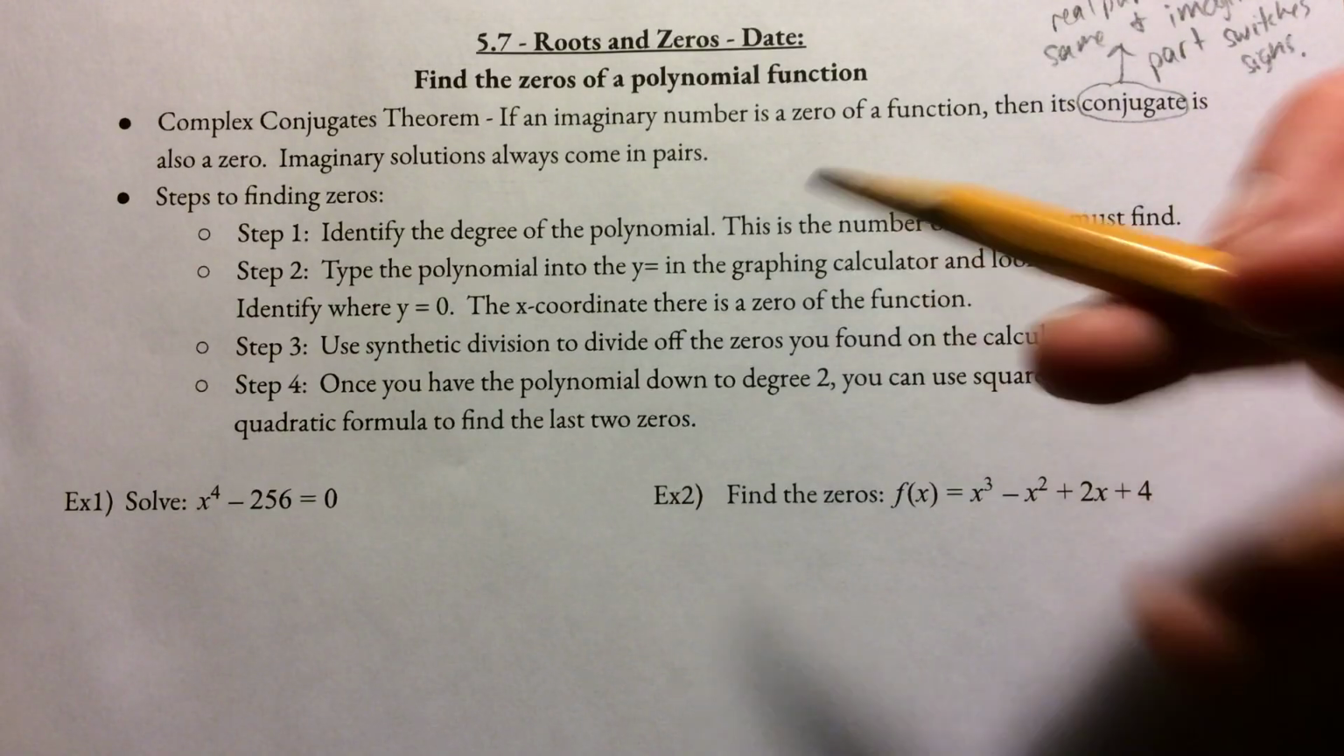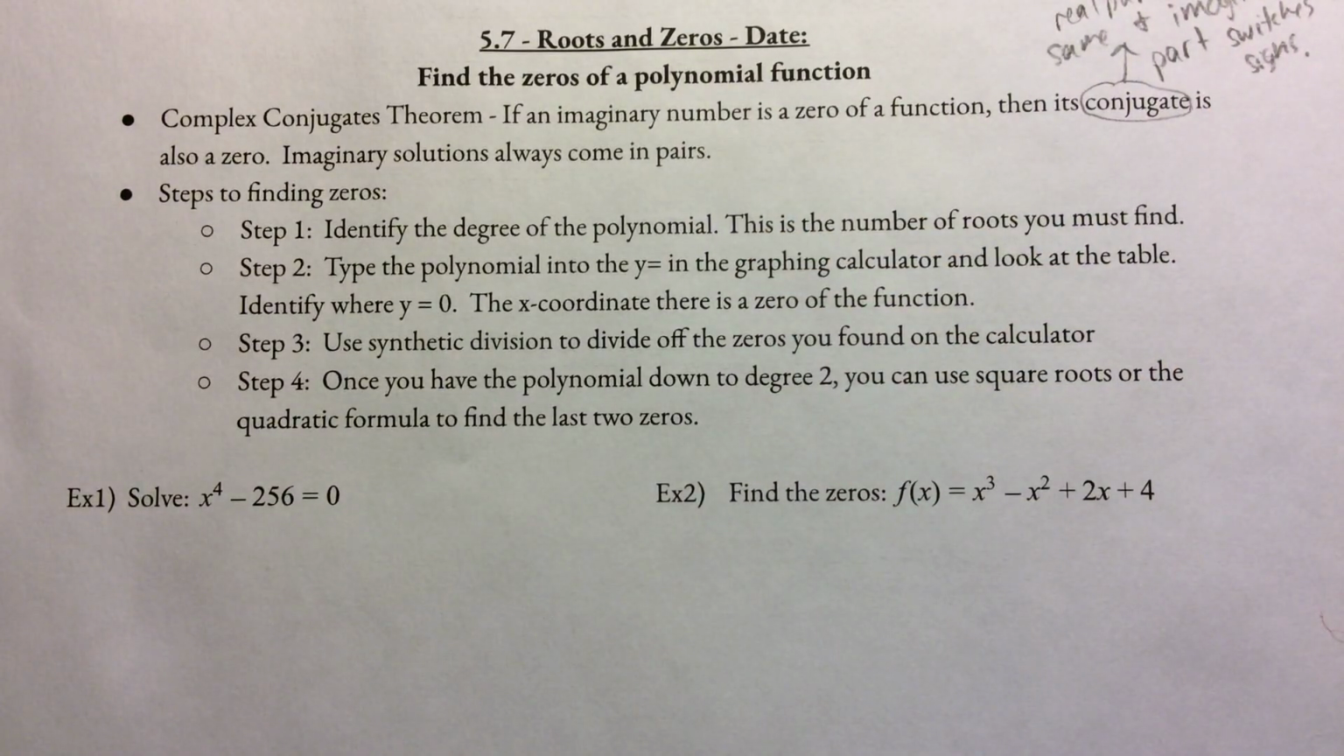Okay, so then we have some steps of how we're actually going to solve these polynomials. So step 1 is identify the degree. That's how many zeros we have to find. Step 2, we're going to type it into the y equals in the calculator and look at the table and identify any spots where y is equal to 0. So that's where our zeros are, is when the y value is equal to 0. That's when it would be crossing the x-axis.